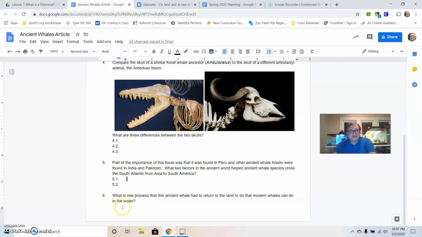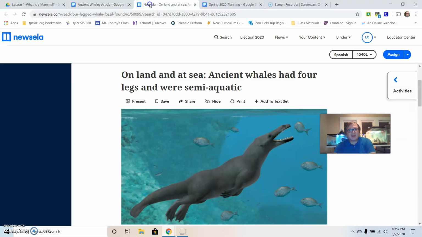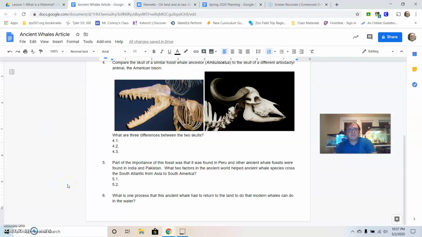And then number 6, our last question here. What is one process that this ancient whale had to return to the land to do that modern whales can do in the water? So again, think about one thing that this animal, the fossil animal that we're looking at here, could not do in water that modern whales can. It would have to return to the land for it.